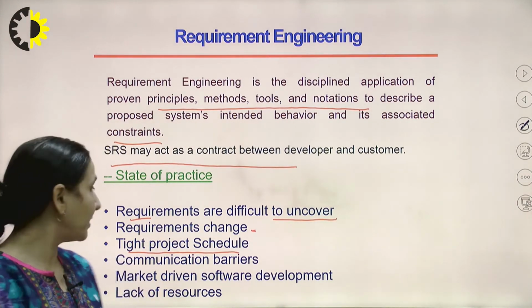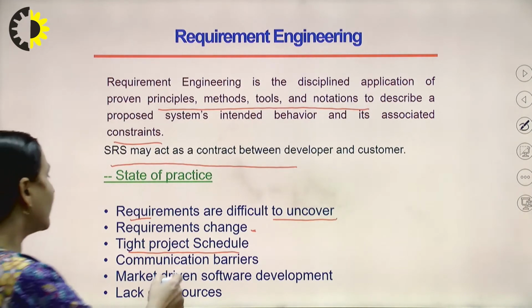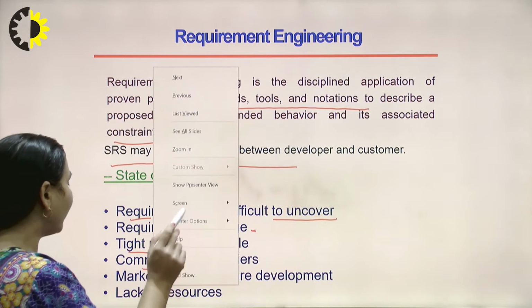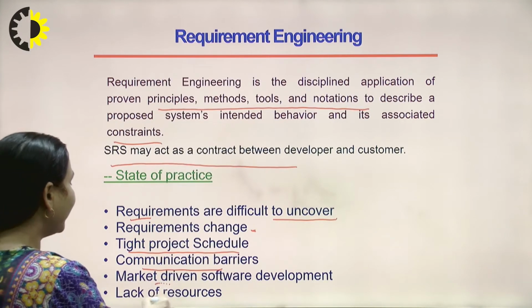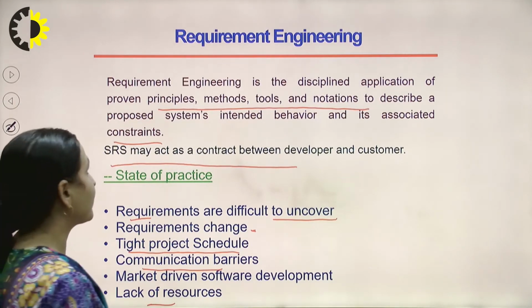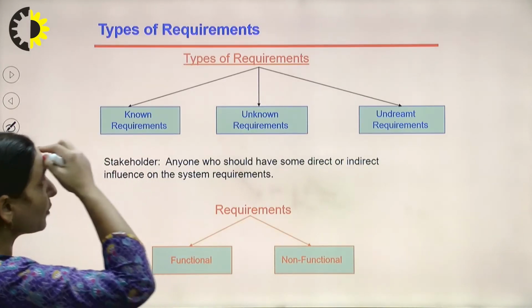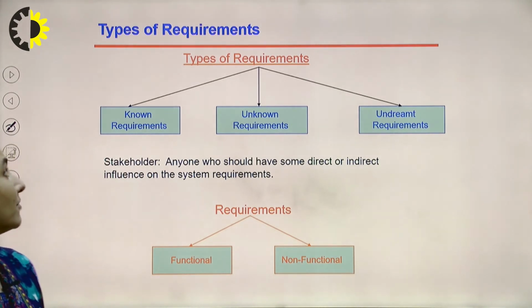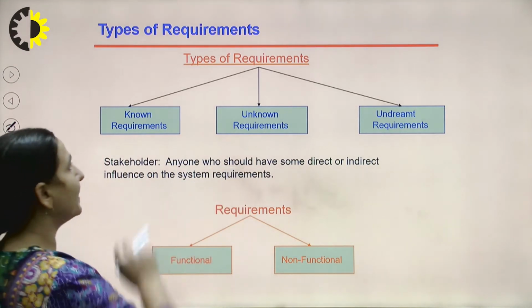So that is again very important, that needs to be taken care of. Again, there are communication barriers, market-driven software development, and the lack of resources. So these are different states of practice. Now, as far as the requirements are concerned, we have different types of requirements. First is the known requirements, unknown requirements, and the undreamed type of requirements.